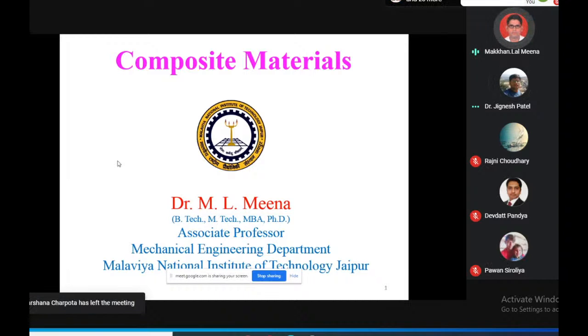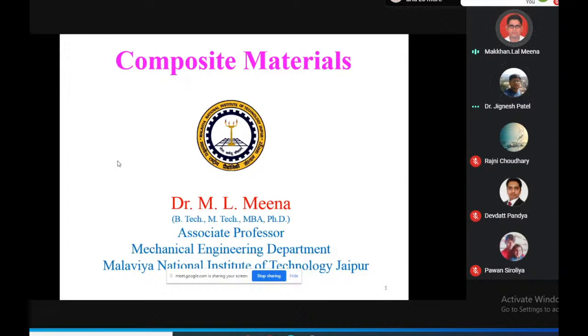It may be a microscopic or macroscopic combination of two or more distinct engineered materials. Engineered materials means those materials with different physical and chemical properties with a recognizable interface between them in the finished product. The finished product may have different properties.